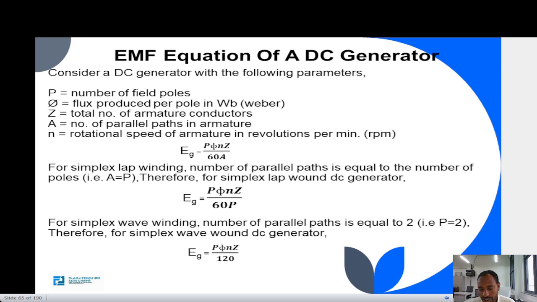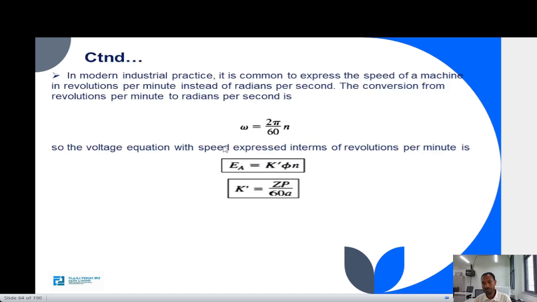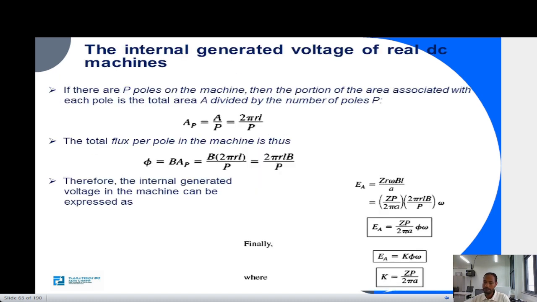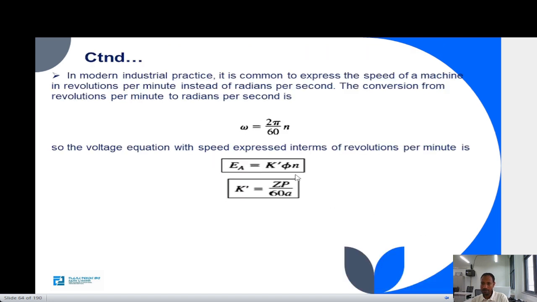Of course, what we have seen is the EMF equation for a DC generator. Therefore, just to summarize, the internal generated voltage for our DC generator is going to be K phi omega in terms of the machine constant, which is what we have seen previously. Same as this one, ZPN, or in rad per second, this one.